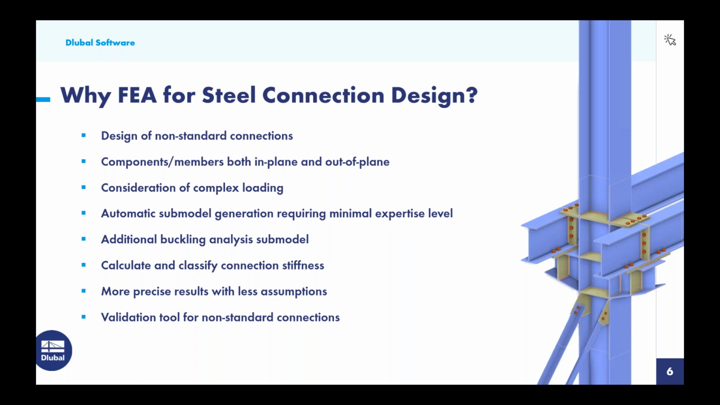We also now have the ability to calculate and classify the connection stiffness. Now, where this is a benefit is that we can then modify our global model to account for the true connection stiffness properties, which are inevitably going to affect the internal forces with the analysis. So all in all, we will have more precise results with less assumptions, especially for these non-standard or very complex connections. Even if we're using hand calculations or we're using some type of external program, RFEM and the steel joints add-on can still be a great validation tool just to confirm that our assumptions are correct.